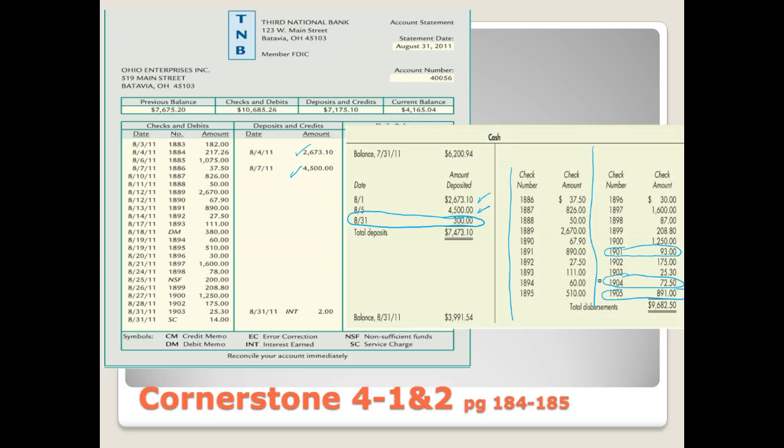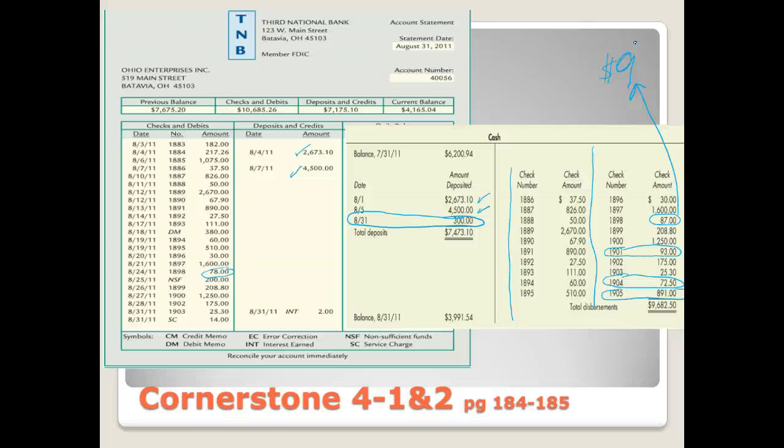You also would have discovered that check 1898 was actually only for $78, but the company records had recorded it for $87. The company had recorded a number that was too high by $9, so that would mean that they needed to add $9 back into the company records cash account. Now that covers outstanding checks and deposits in transit, as well as one of the company errors.